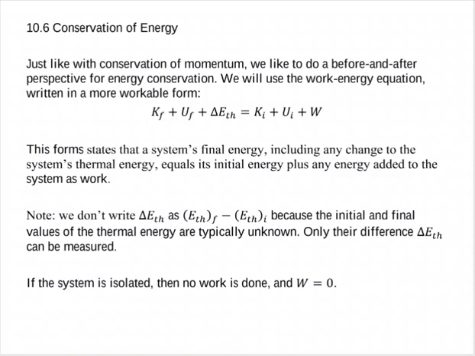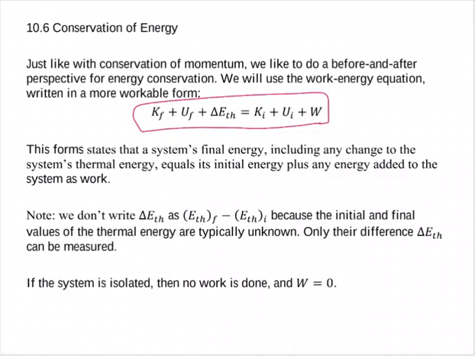So the work energy equation that we've been talking about is here again. This is the form that we're going to be working with now. Kinetic final, potential final, delta energy thermal, added together on one side, equals kinetic energy initial plus potential initial plus work. That's how we're going to start off our problems. This form states that the system's final energy, including any change to the system's thermal energy, equals its initial energy plus any energy that we add to the system as work.